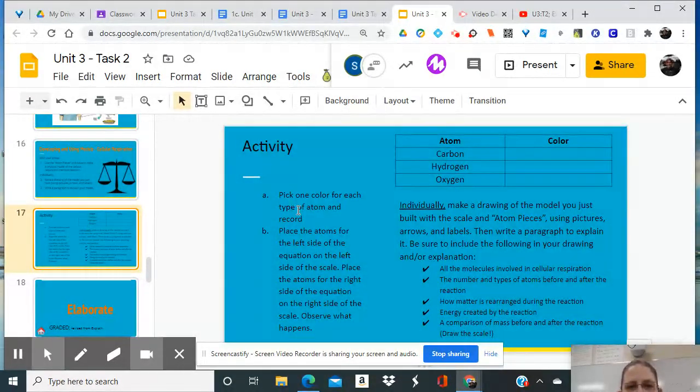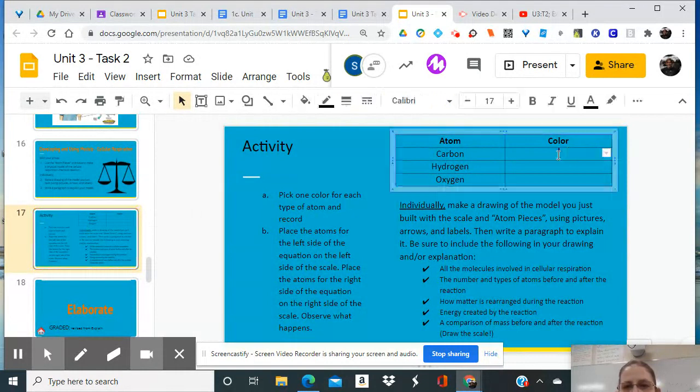So what you're going to do is pick a color for each type of atom and record it. What I would do is say, okay, I'm going to make carbon red and a square. I'm going to make hydrogen yellow and a star. And I'm going to make oxygen blue and a cloud or whatever. Whatever you choose to do, that's fine.